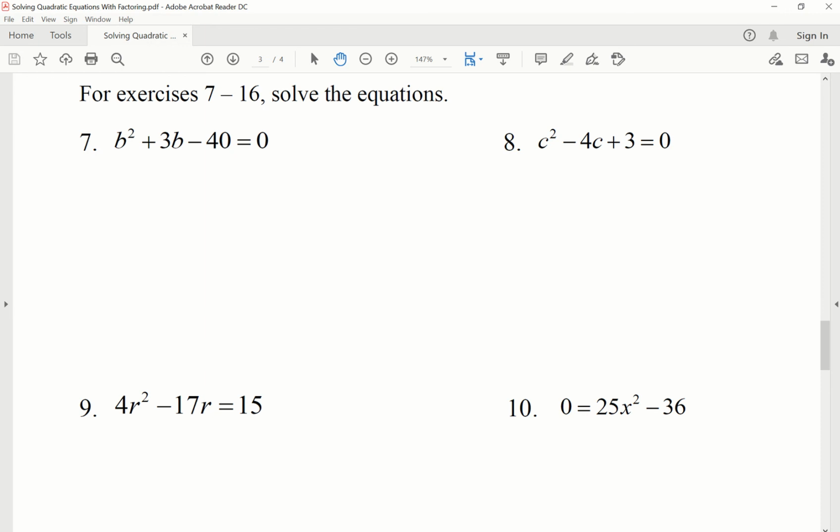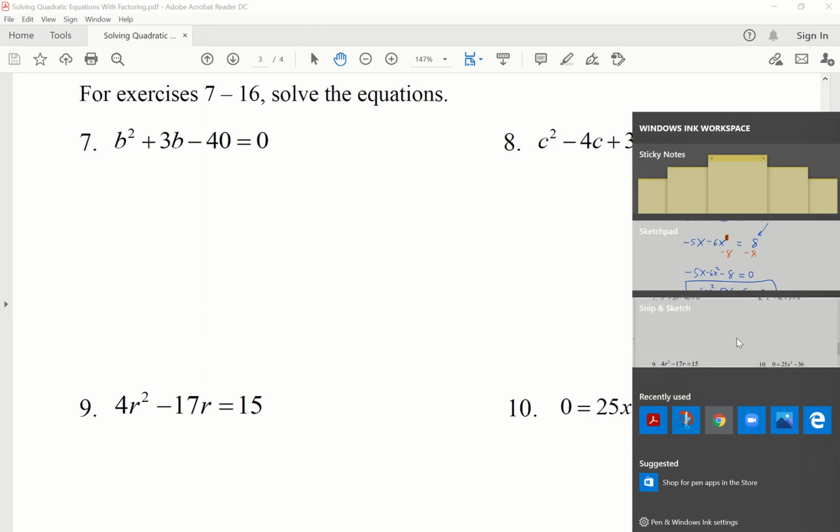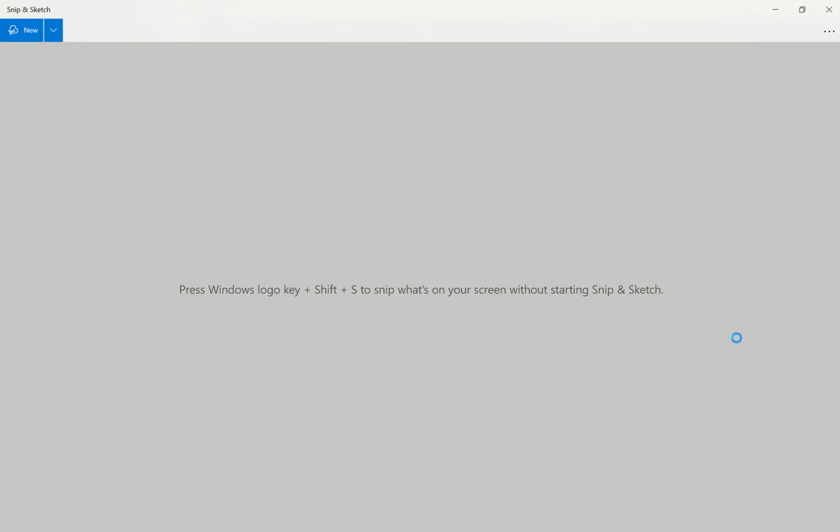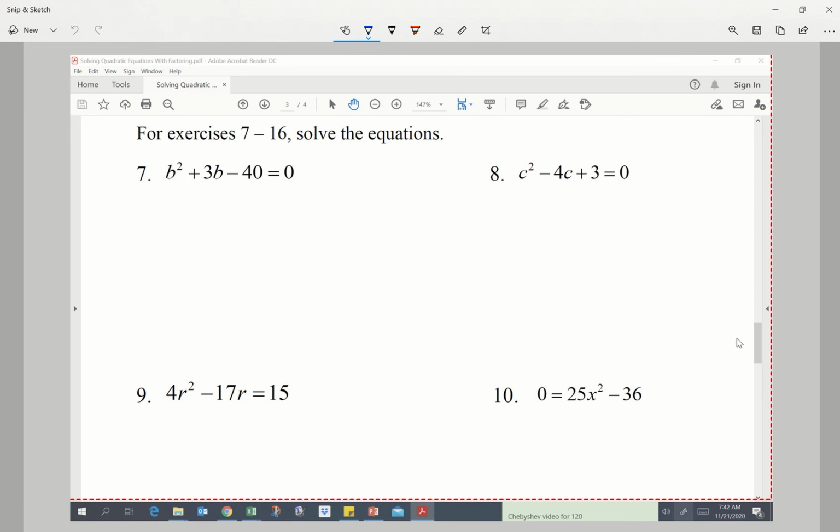Let's take a look at number 7 together. In question 7, we're asked to solve the equation b squared plus 3b minus 40 equals 0. We know that this one is a quadratic equation because the highest power is to the second power, and it's already in standard form. We have one side to be 0, and it's written in terms of decreasing powers of b. So the next thing we want to do is factor that left-hand side.